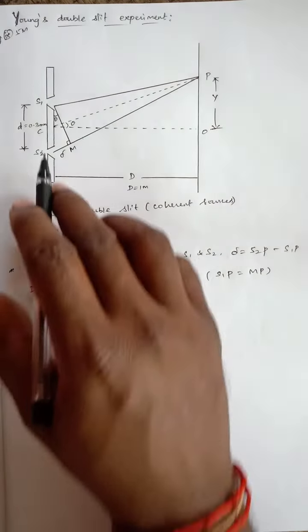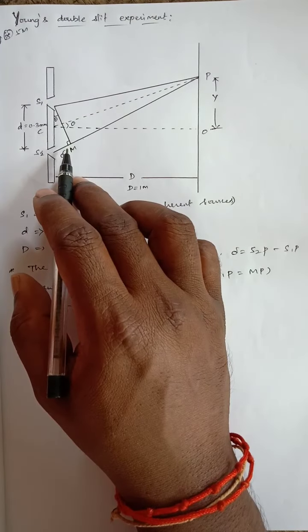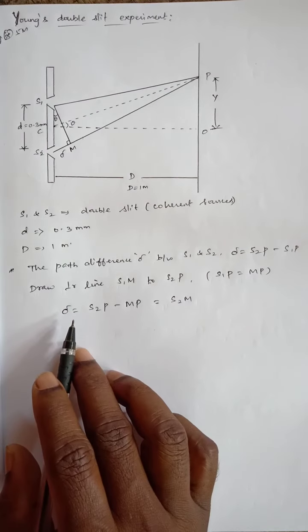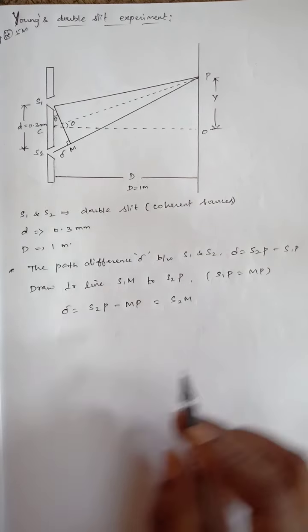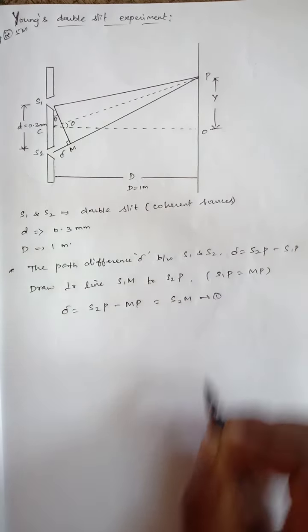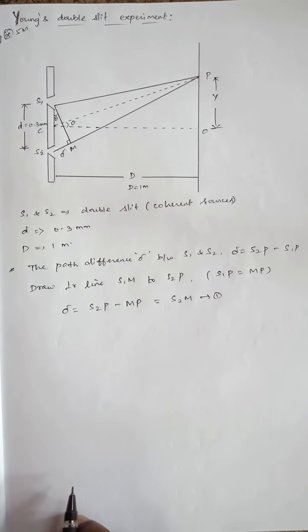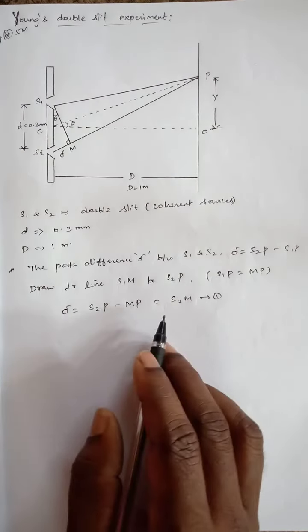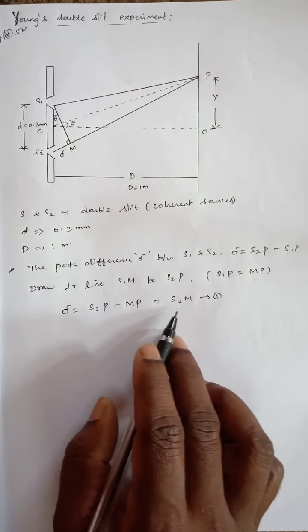Okay, so the path difference is this length only. That is S2M. Say delta is the path difference. Put the equation number 1. Next, we have to find the formula for delta. We have to find this length S2M.